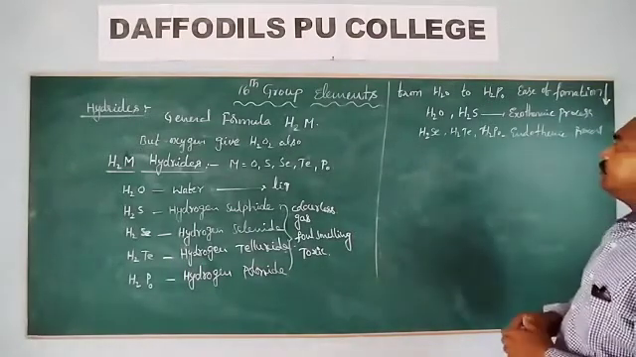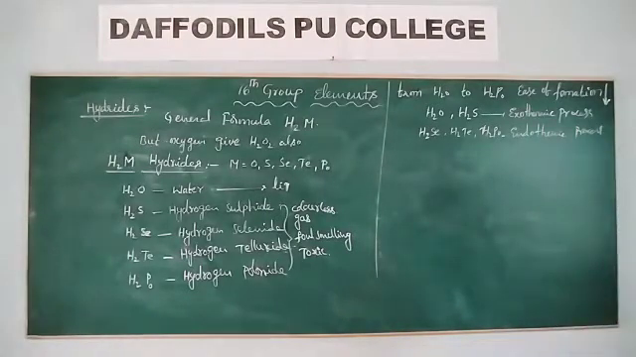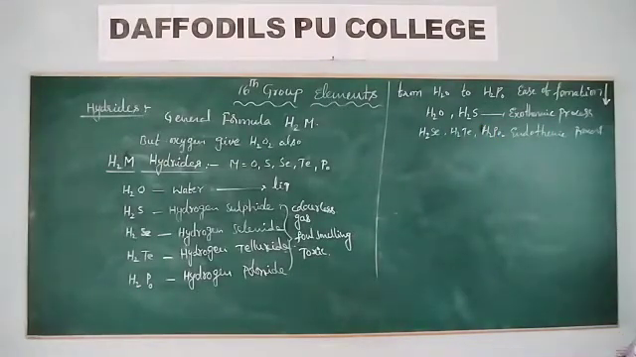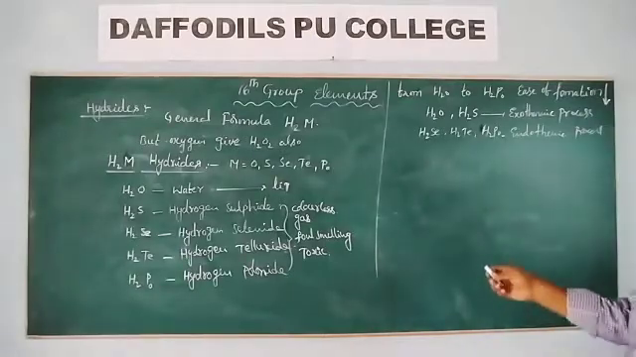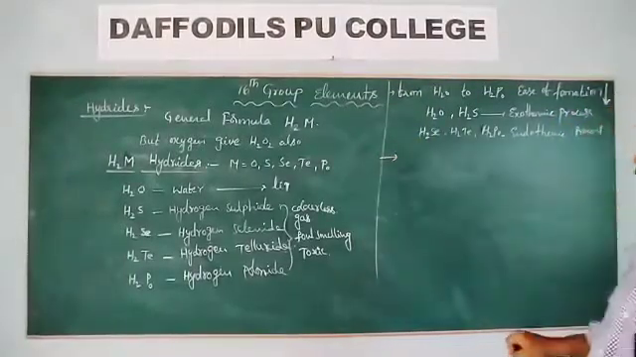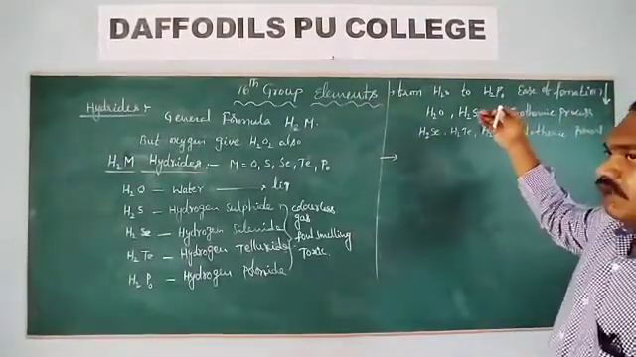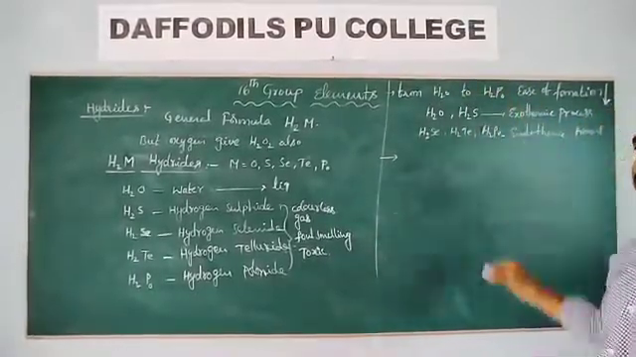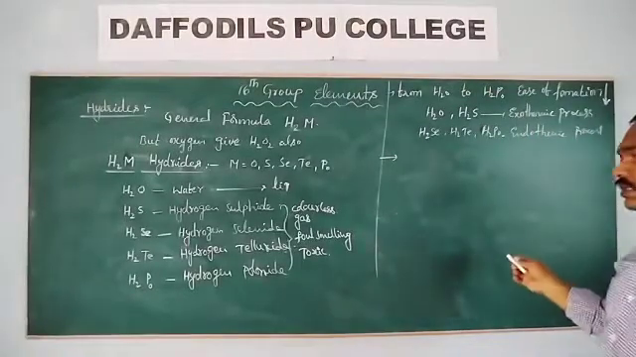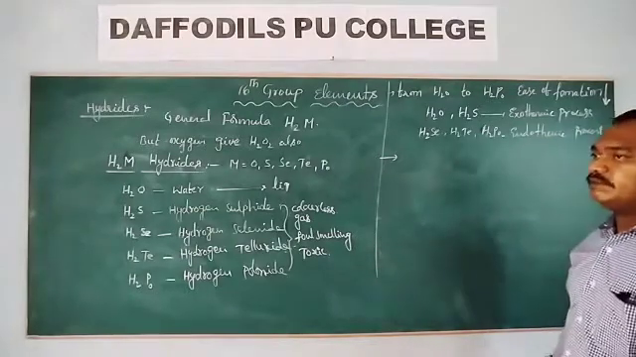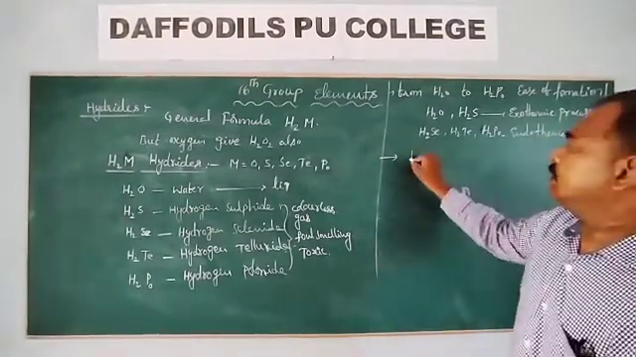So formation of H2O and H2S is an exothermic process, and the formation of H2Se, H2Te and H2Po are endothermic processes. As we are moving from H2O to H2Po, the central atom size increases. When central atom size increases, bond length also increases.